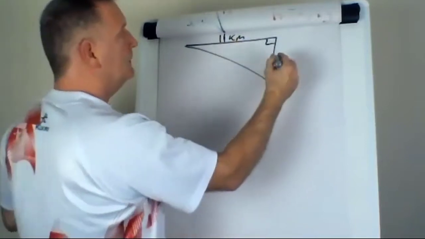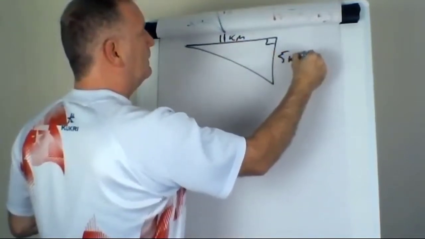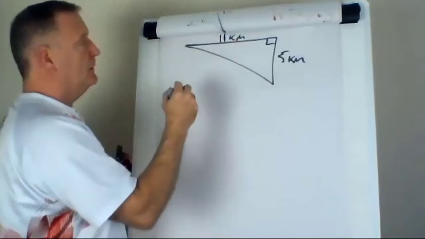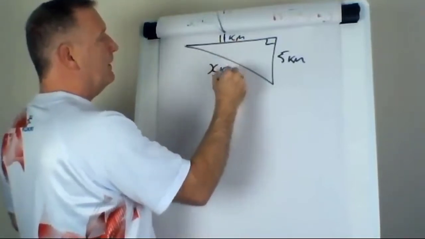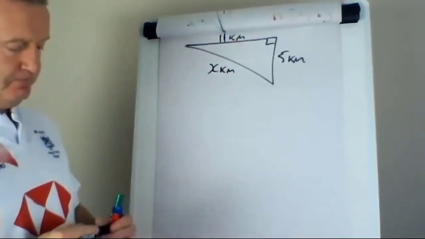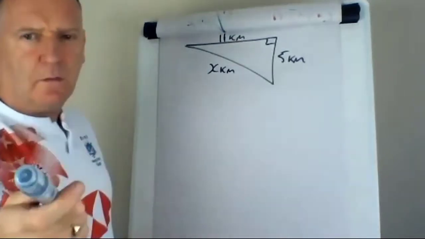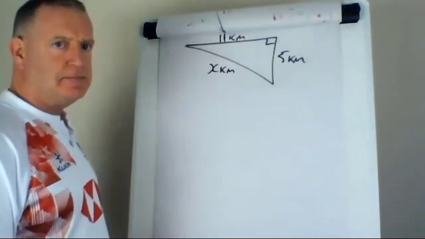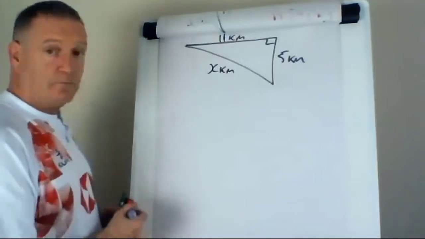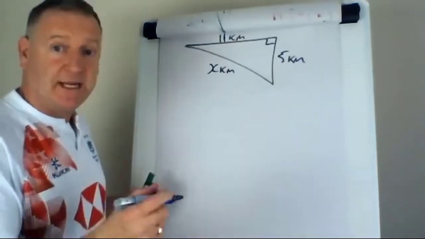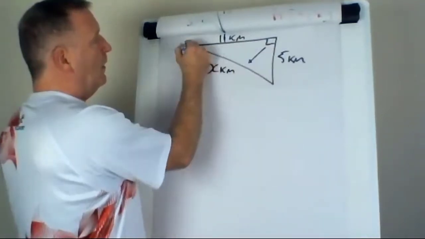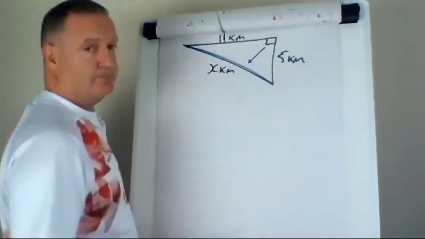Yeah. 11 kilometers. 5 kilometers. X kilometers. Where's the hypotenuse? X, on the opposite side of the square. Opposite the right angle. Right. Always the longest side, yes?